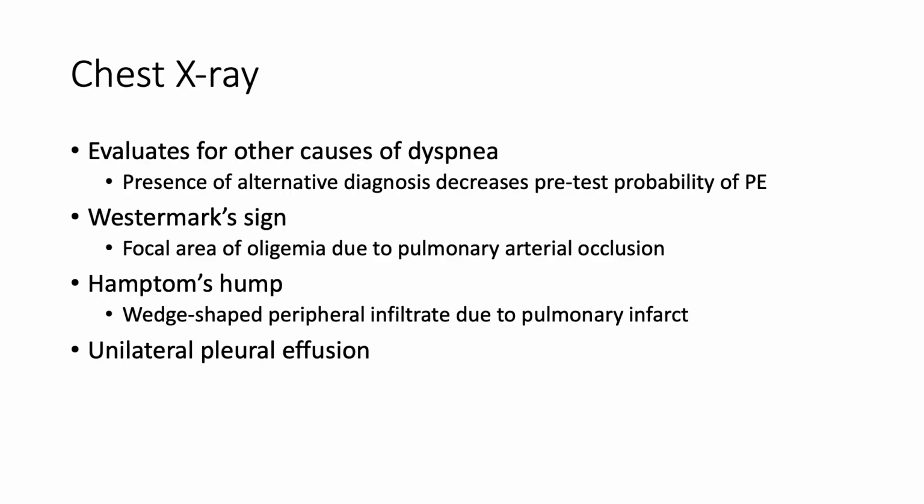Chest x-ray is not super useful for diagnosing pulmonary embolism, but it is useful for evaluating for other causes of dyspnea. So if you have someone coming in with shortness of breath, you should always get a chest x-ray. You can look for alternative diagnoses like pneumonia or heart failure. There are some chest x-ray findings, though, that you might see. A Westermark sign is a focal area of loss of blood flow because of a pulmonary artery occlusion. The Hampton's hump is a wedge-shaped infiltrate due to pulmonary infarct, and you might have a unilateral pleural effusion.